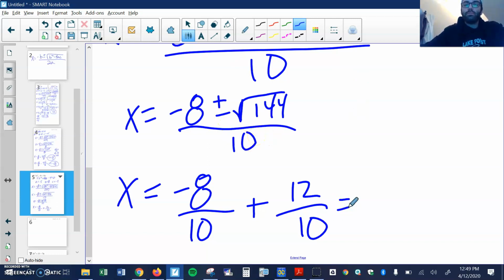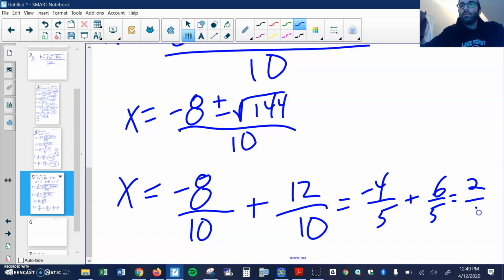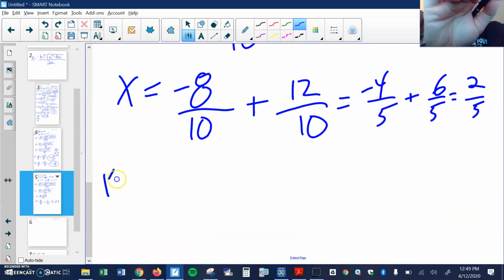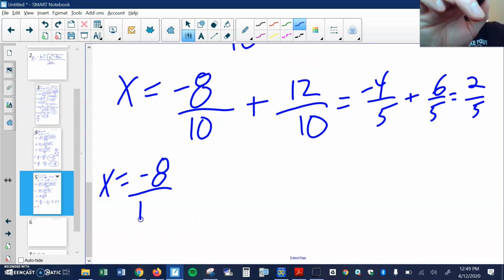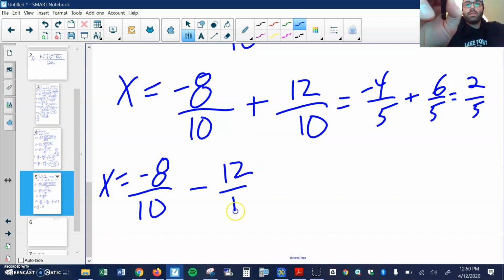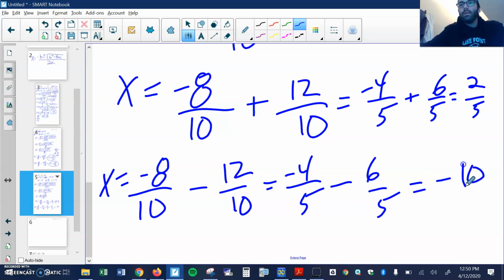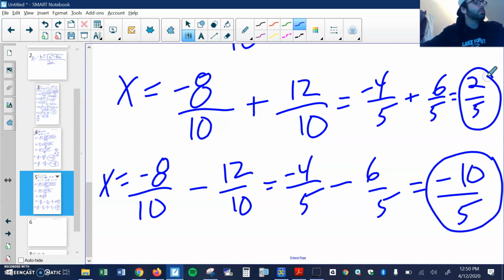Negative 8 over 10, if I reduce both by 2, I get negative 4 over 5 plus 6 over 5, which gives me 2 over 5. Okay, how to get 6 over 5? I reduce the second one by 2 as well. X equals negative 8 over 10 minus 12 over 10, which is negative 4 over 5 minus 6 over 5, which gives me negative 10 over 5. And there are my two answers.